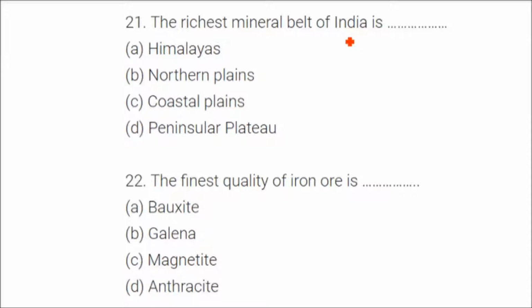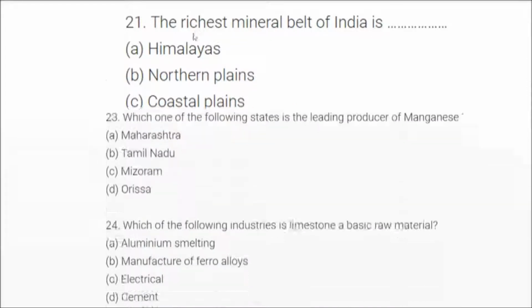The richest mineral belt of India is the Peninsular Plateau. The finest quality of iron ore is magnetite. It can be anthracite also, but we'll go with magnetite because this is what has most of the iron content, and it has all the properties which we require. So I guess magnetite is the correct answer.